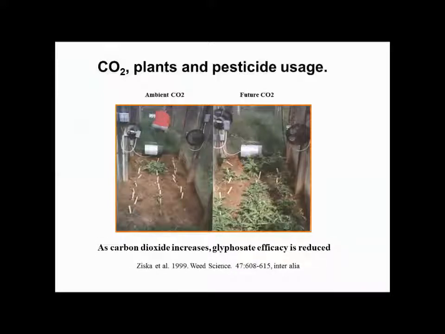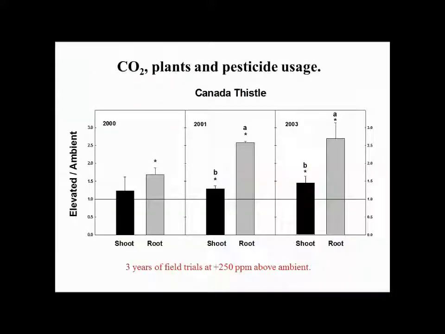So what we did here is on the left, we sprayed with the recommended dosage, and we got pretty good control. On the right, the Canada thistle grown at 700 parts per million, we got zero control. Why? What's going on? Well, it turns out that if CO2 is plant food, it doesn't make each part of the plant the same. In this case, for Canada thistle, it made the roots grow more than the shoots.